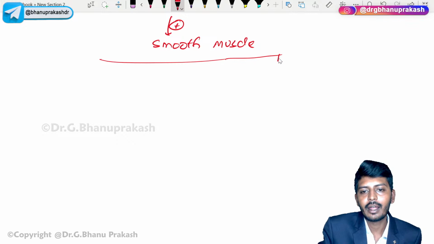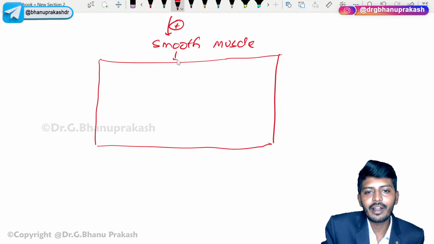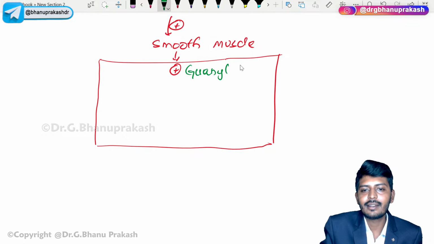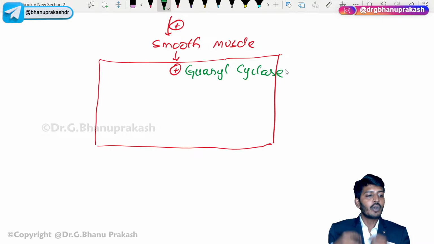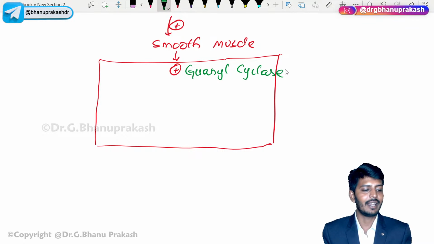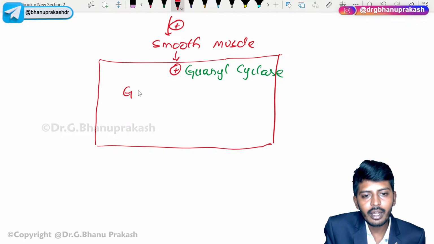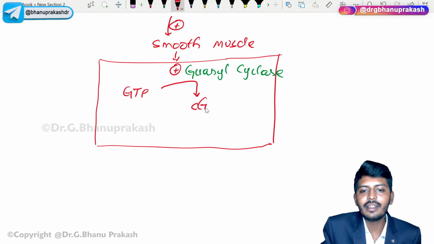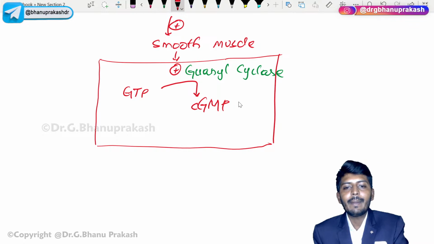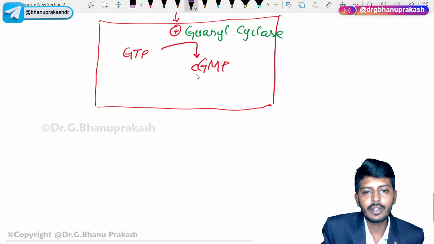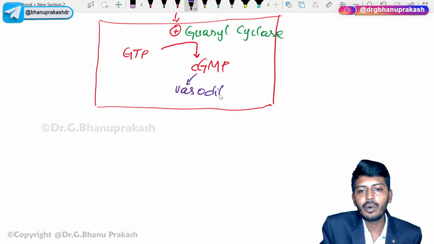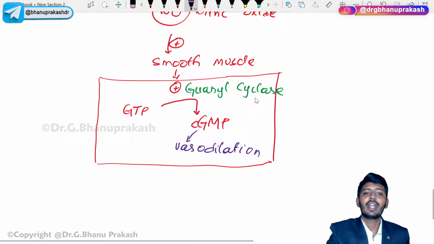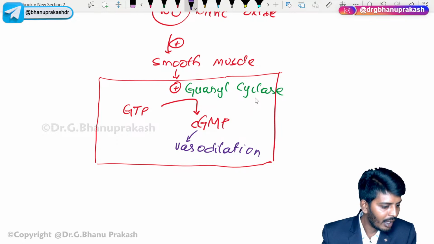Consider this is a smooth muscle cell. Inside the smooth muscle, because of the action of NO, it will activate an interesting enzyme called guanyl cyclase. Repeat, everybody: guanyl cyclase. Once activated, it will convert GTP, guanosine triphosphate, into cyclic GMP. This cGMP will go and cause vasodilation. That is your mechanism of nitrates, how they cause vasodilation. Okay, let's see, I'm just looking at the comments.